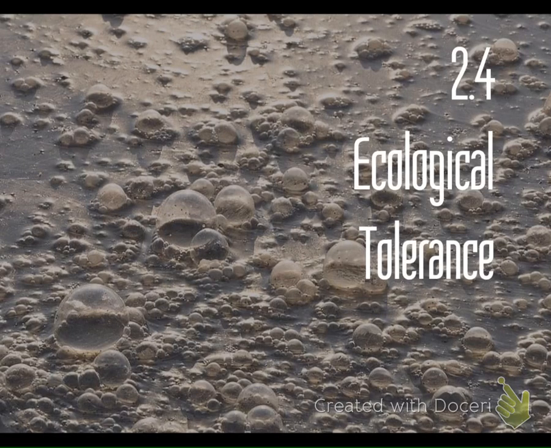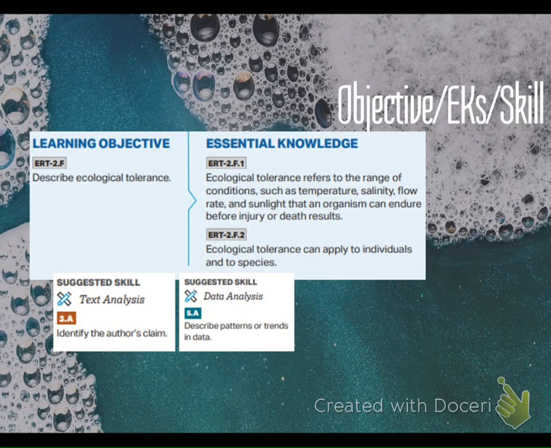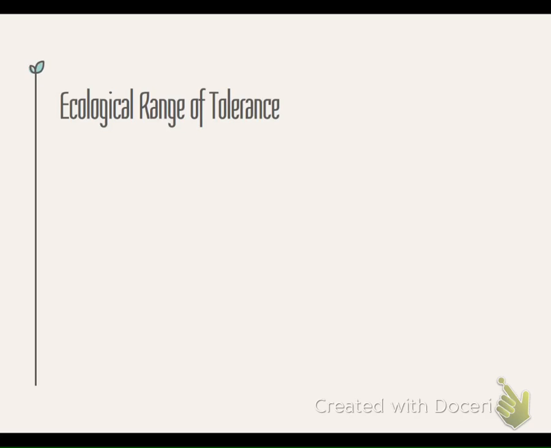Wilson. Today we're doing topic 2.4, Ecological Tolerance for AP Environmental Science. The learning objective today for this unit, one of the biggies, is describe ecological tolerance. In other words, look at the range of different conditions and see how they can cause injury or deaths. We can look at that by just analyzing text, identifying the author's claim by the text, or we can analyze the data, either by straight data or looking at graphs and see what they mean.